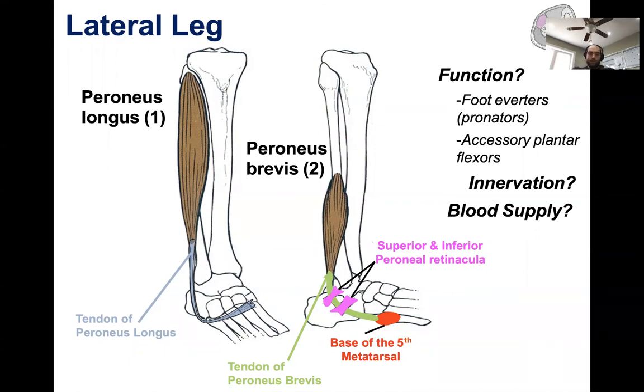Okay, awesome job, guys. Yeah, we're definitely looking at the right leg. Awesome. Okay, so there are 2 pretty important muscles on the lateral leg, often implicated in injuries. Let's start with the longest.